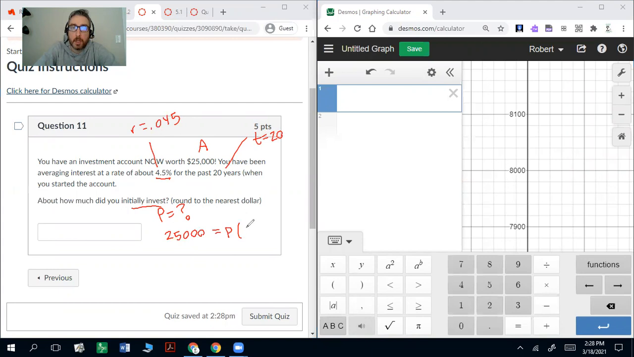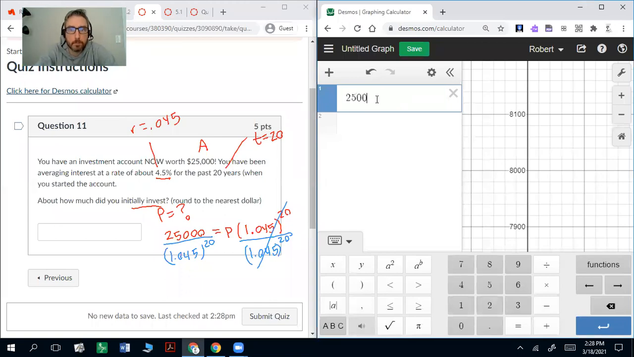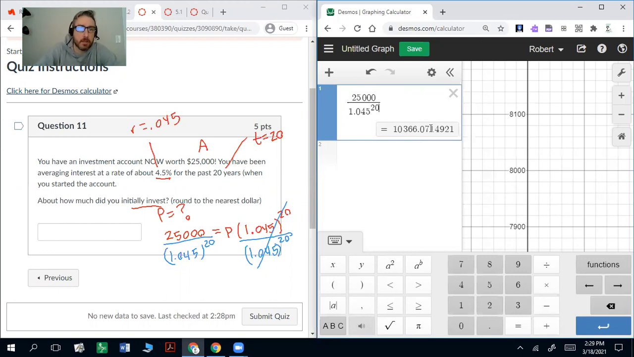We don't know our starting amount, but we know that it's a growth problem. So these are all growth, 1.045 to the 20th power. Divide that out. Put that in your calculator, see what you get. Looks like we start about 10,366. It says to the nearest dollar, so we don't have to go out decimal places. It's going to be about $10,366 was your starting value. And that concludes 5.2.